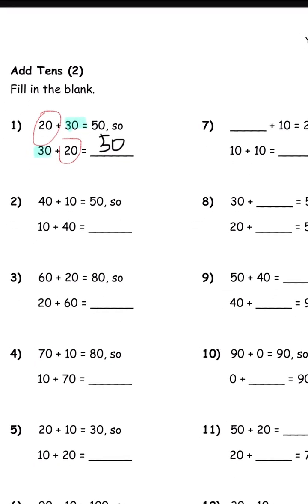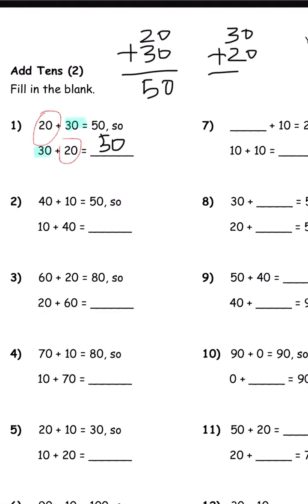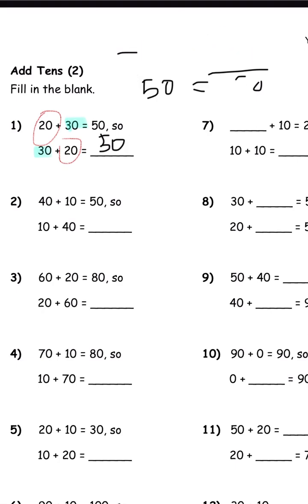So 20 plus 30, 0 plus 0 is 0, 2 plus 3 is 5, right? And we can check 30 plus 20, 0 plus 0 is 0, 3 plus 2 is 5, and they're equal, right? So when you're doing addition, you can see that even though the order of the numbers is different, the answer is equal. So that's going to be 50.